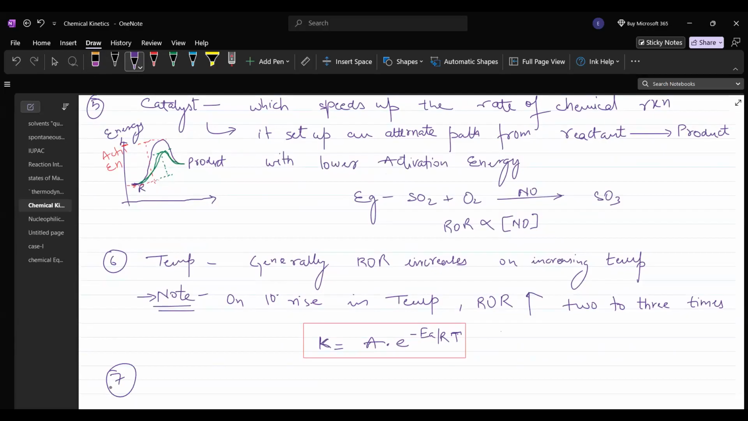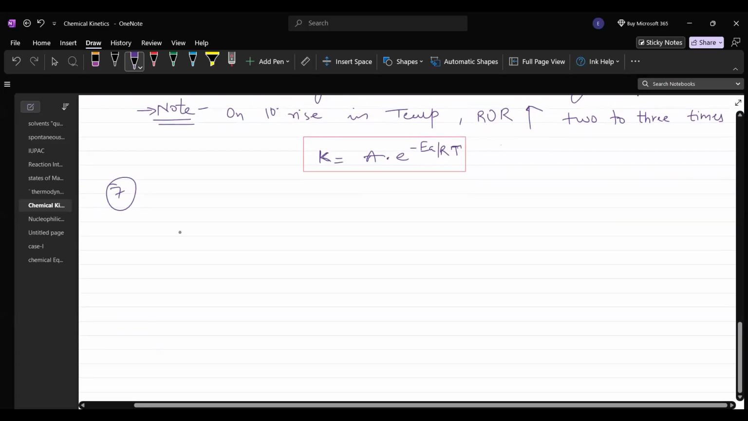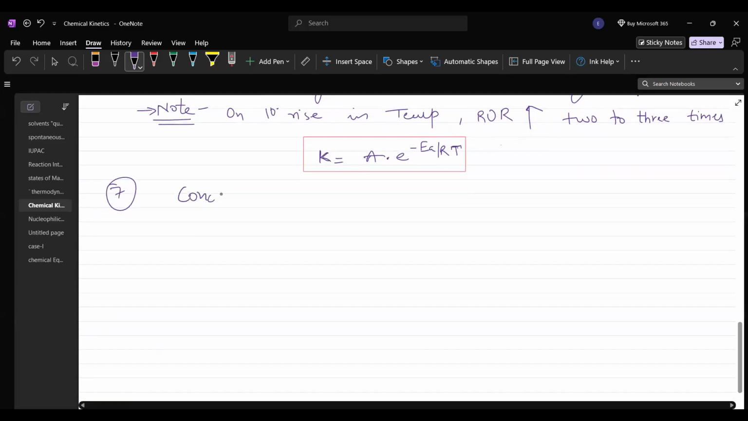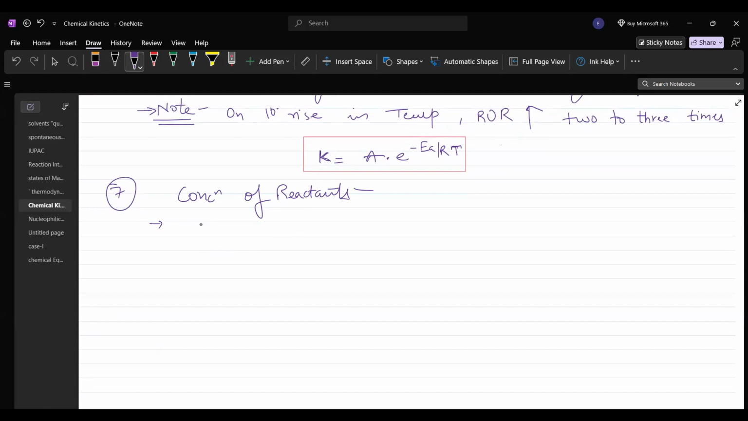Yes, sir. This formula is very important, but not now, because we cannot understand this formula yet. Later we will understand this formula. So the most important one is concentration of reactants. Concentration of reactants. So first I will write the points, and start writing with me because there are some points.